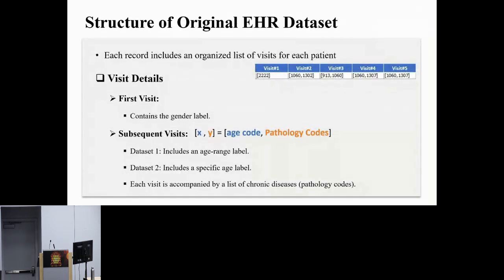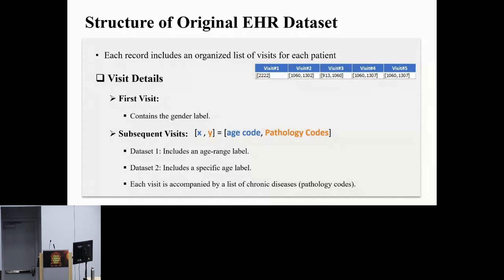The original EHR dataset is structured in the following format, where each record includes an organized list of visits for each patient. An exception is made for the first visit, which contains the gender label. However, subsequent visits are accompanied by an age code label, along with a corresponding list of chronic diseases, one or more pathology codes that co-occur during that visit.